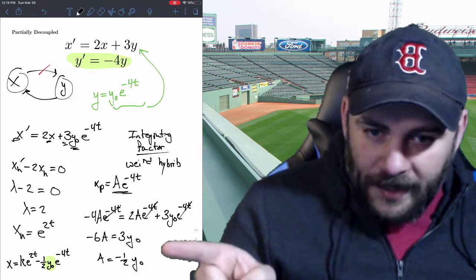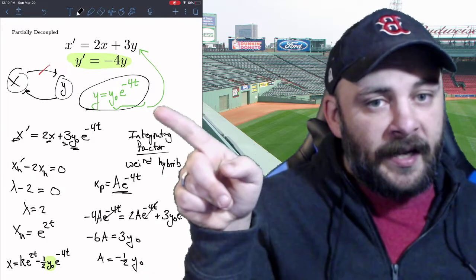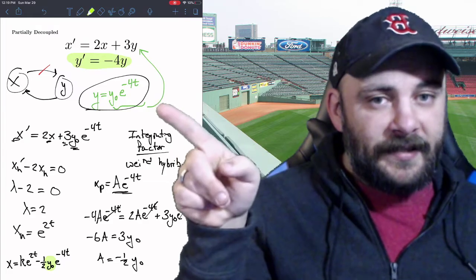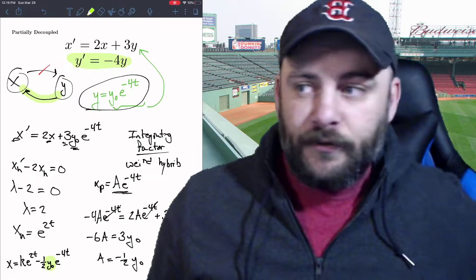And you'll see that the y naught is actually in my solution for x and my solution for y. But what you won't see in my solution for y is an x naught, because y influences the value of x, but x does not influence the value of y.